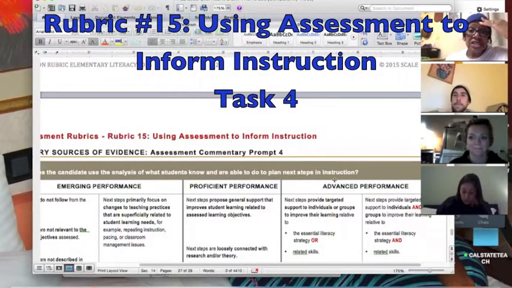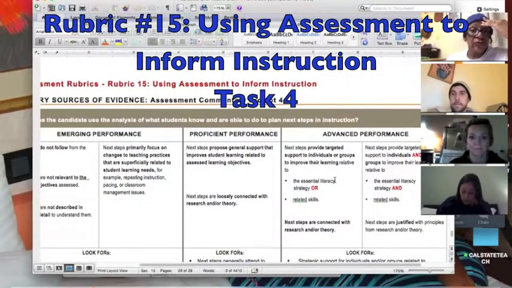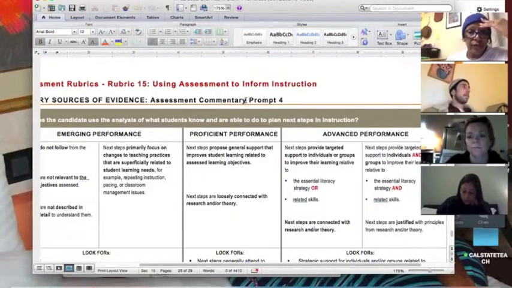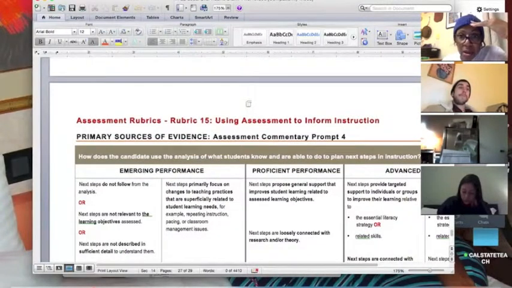And then this is the assessment, using assessment to inform. Now this one is the assessment for prompt number 4. One is for the math.